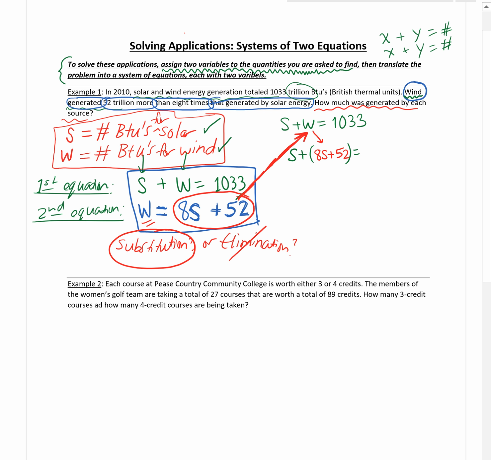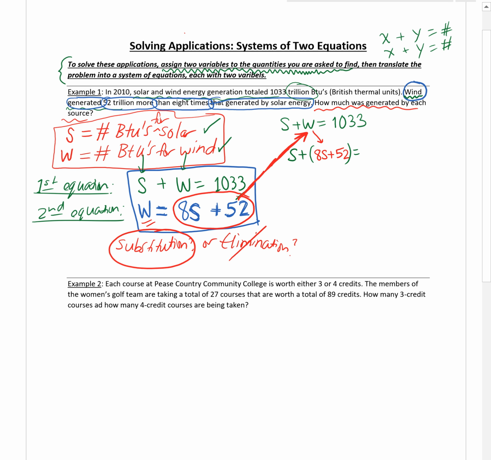Sorry about that. Okay, and I put it in parentheses just to be safe, but there's not really a reason for this 8S plus 52 to be in parentheses. I'm just going to remove them. And now I see that I have 2 like terms here. S and 8S make 9S. And then we have the 52 equals 1033. Now I'm going to start solving for S, and I'll get closer to having the answer.